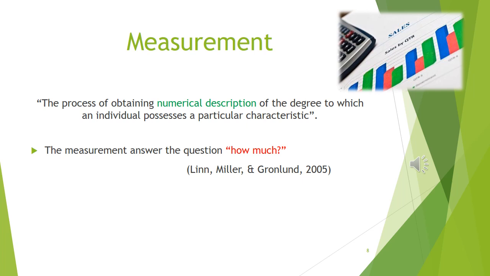Measurement is a process of data collection. According to Linn, Miller, and Gronlund, measurement is a process of obtaining a numerical description of the degree to which an individual possesses a particular characteristic. The measurement answers the question, how much?